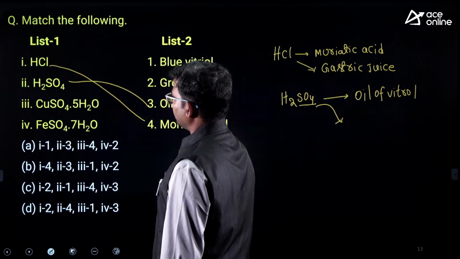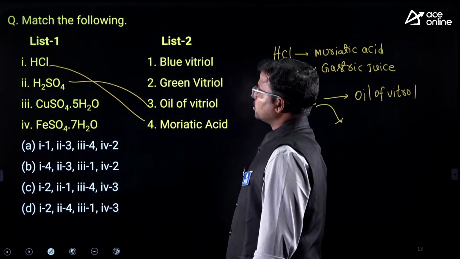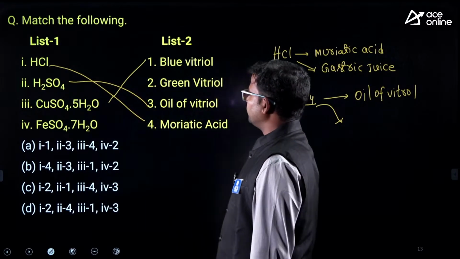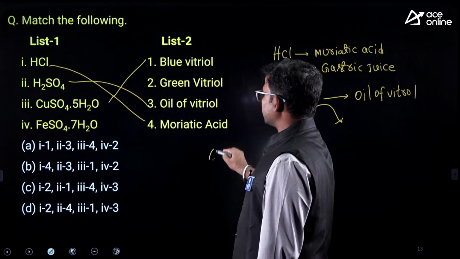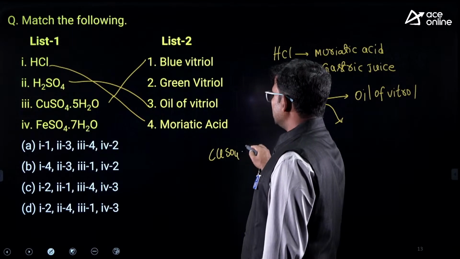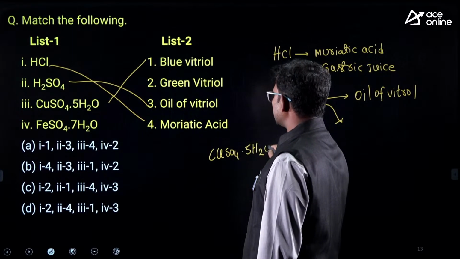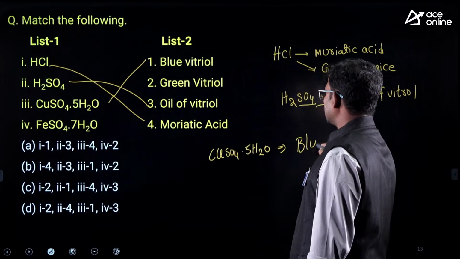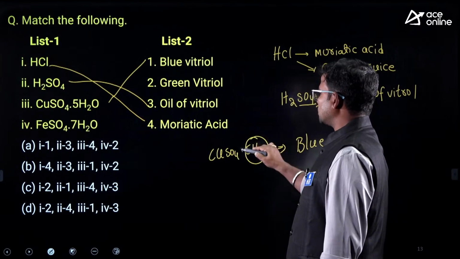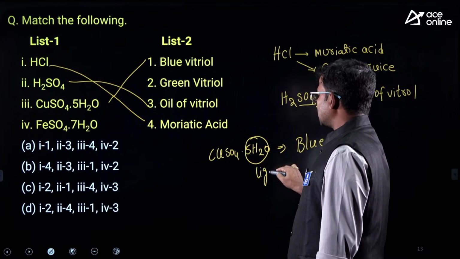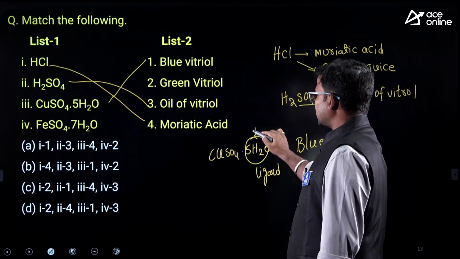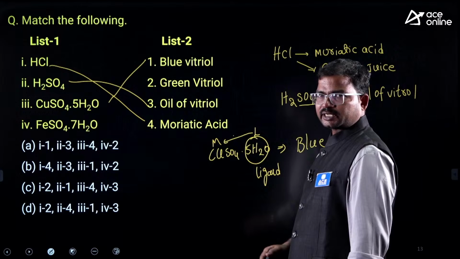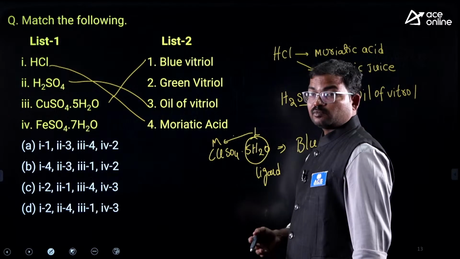Next, copper sulfate. How many water molecules does it have? 5. So this is considered blue vitriol. Copper sulfate, CuSO4, if it has 5 water molecules, then only its color would be blue. Actually, these are called ligands. From ligand to metal, electron transmission takes place. Due to that, this compound exhibits blue color.